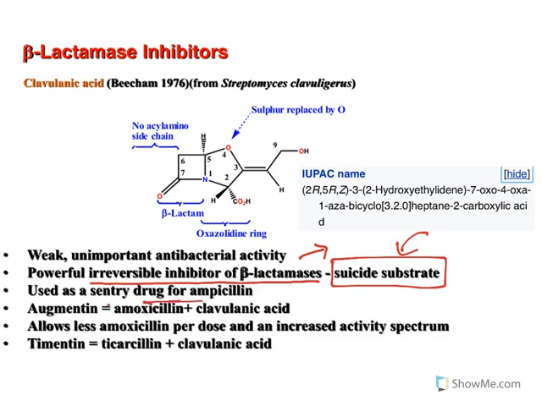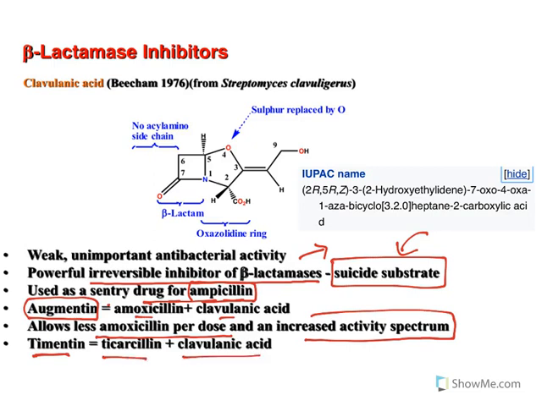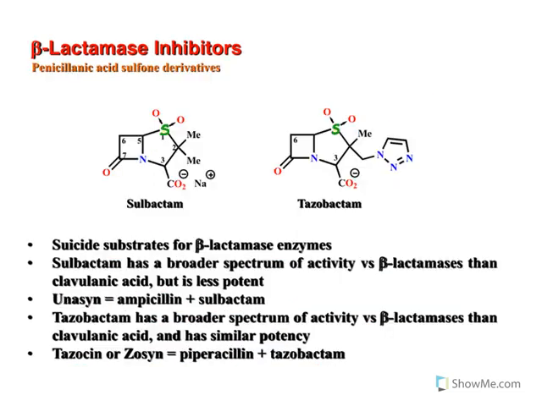Now it is used as a sentry drug with ampicillin. Usually these drugs are used along with ampicillin and amoxicillin. The popular preparation is Augmentin, a combination of amoxicillin and clavulanic acid. So it allows less amoxicillin per dose and increased activity spectrum. So it enhances the activity of amoxicillin. Now there is one more combination, Timentin, which is ticarcillin with clavulanic acid. So this is about beta-lactamase inhibitors.